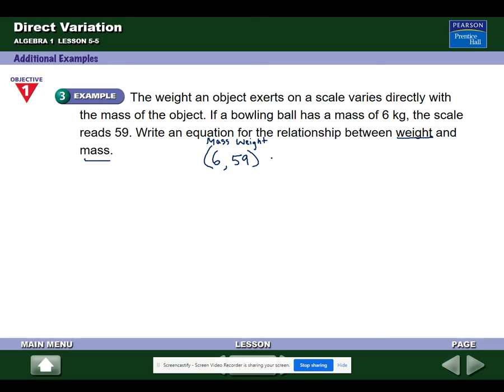I'm writing that down just to remind myself that, right? It says write an equation for the relationship of weight and mass. Divide the y by the x. You'll have 59 divided by 6. The k value would be 59.6. Now, if that reduced to something nice, I'd give you the number, but actually 59.6 does not. So the equation that we're looking for then is simply y equals 59.6x.